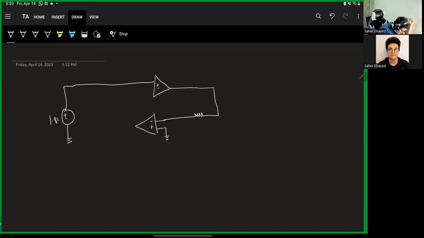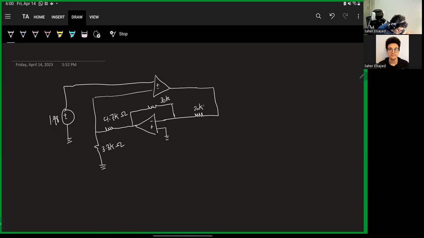This is a little bit complicated example, and it's kind of interesting. You have this ground. So you have a 4.7K ohms, and you have a 3.3K ohms. And then you have a feedback resistor, as we mentioned how important these feedback resistors are, and we call it 30K. And this is 20K ohms, of course. I think that's it.